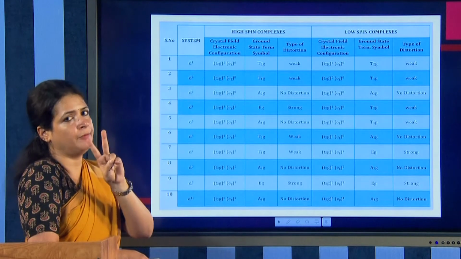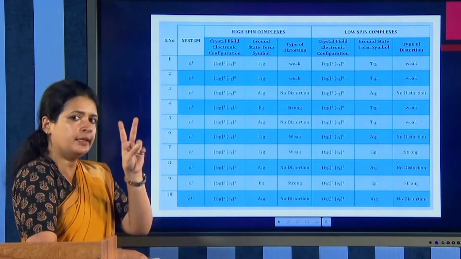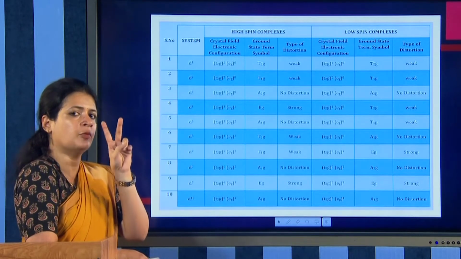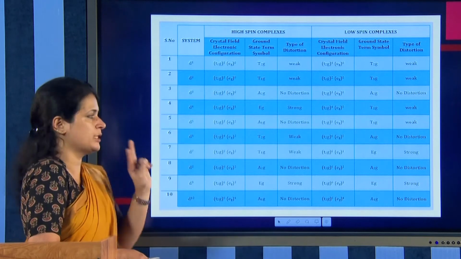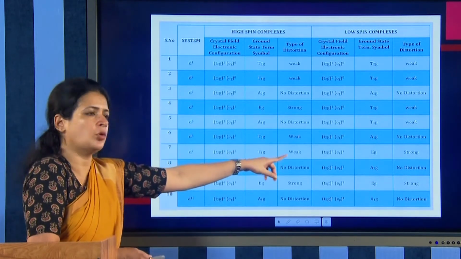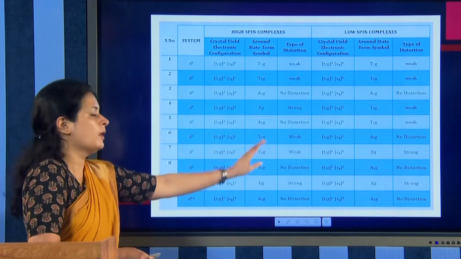We have two eg orbitals, dx square minus y square and dz square, and there is an option for that electron to move to either dx square minus y square or dz square. That is why a strong Jahn-Teller distortion is seen in the case of d7 low spin.